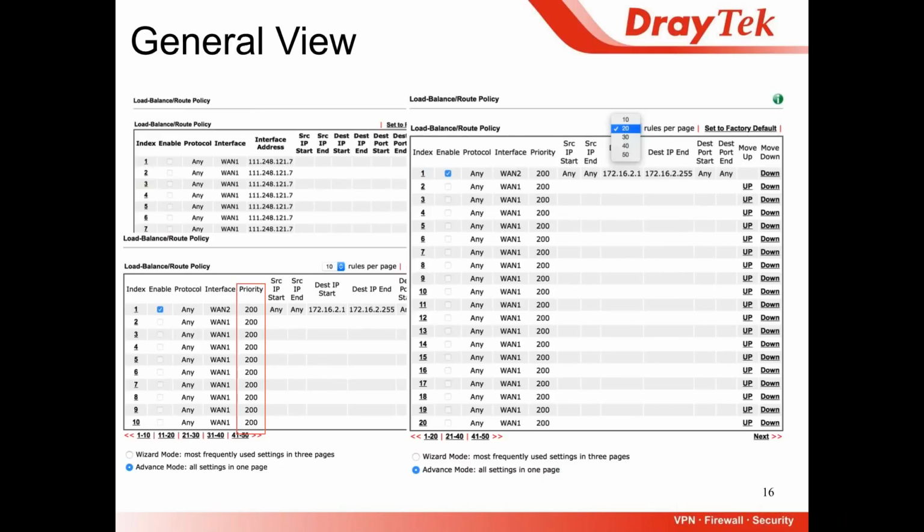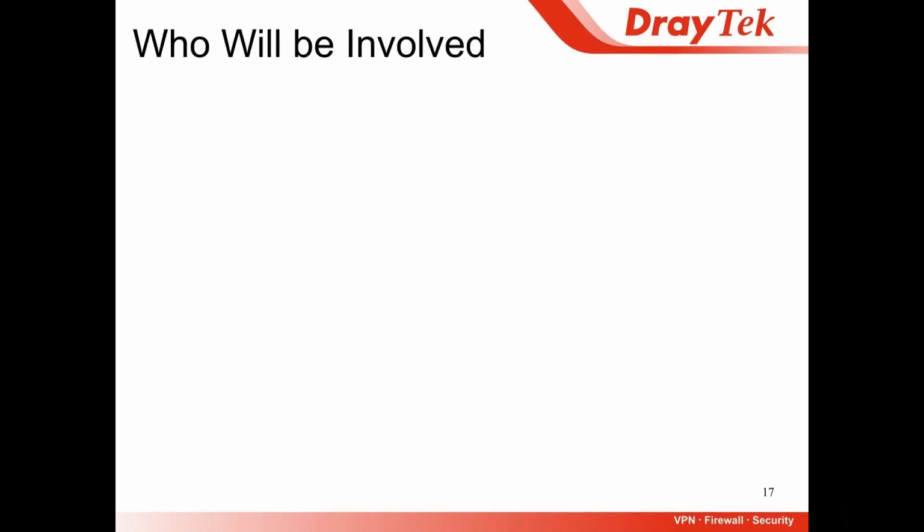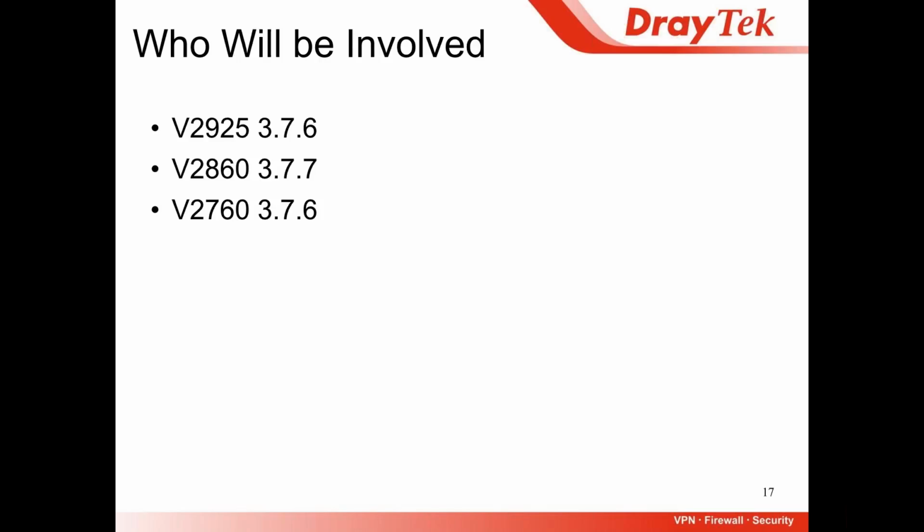You can choose how many rules you want to show per page, and then we'll show you. So you can compare different policies. So the first one is 2925 in the firmware 376, and 2860, 2760, and 2912. So these four DrayOS models, they will have the new route policy.